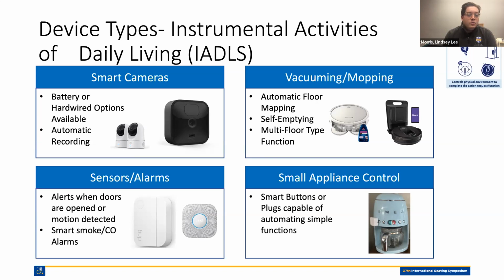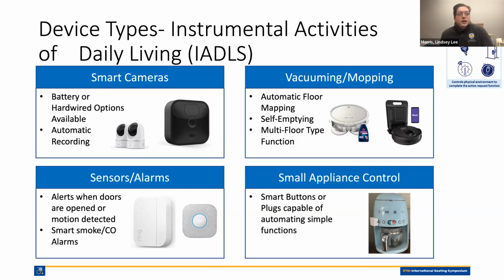There's sensors like door and window sensors that can tell you when a door is opened or closed. Motion sensors can automatically turn on lights when you walk into the hallway. And then also smart smoke and carbon monoxide alarms are able to not only alert you in the home that something's wrong, but also automatically call for emergency assistance.